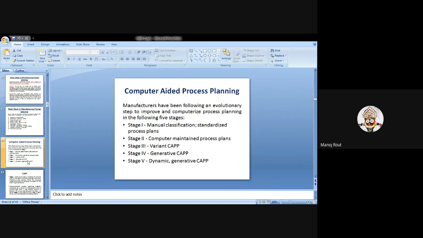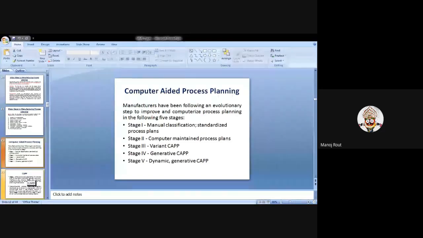Then stage number 2, computer maintained process plan. Stage number 3, variant computer-aided process planning. Stage number 4, generative computer-aided process planning. And stage 5, dynamic and generative computer-aided process planning. We'll discuss them one by one.